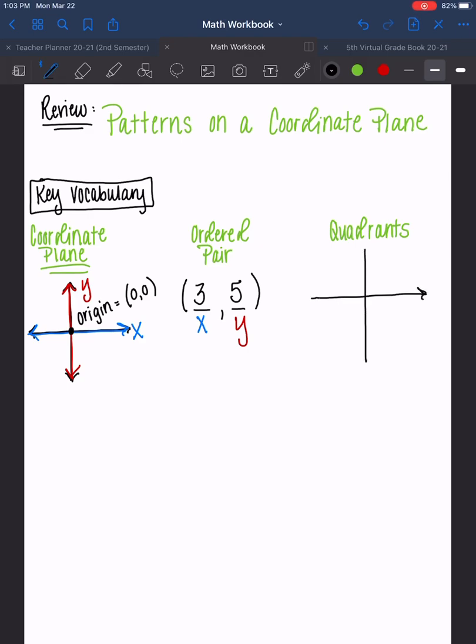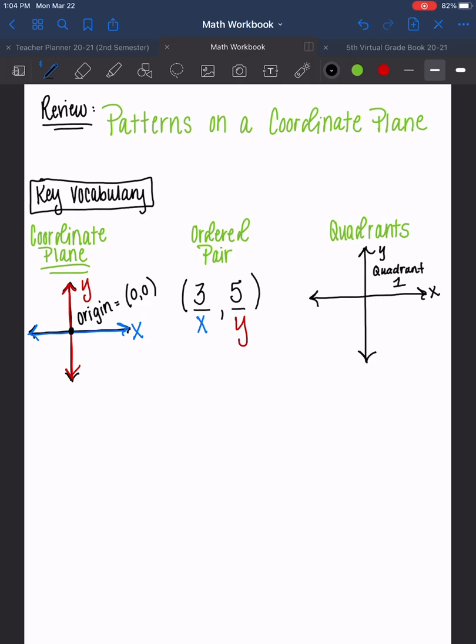Now let's go over quadrants. Now quadrants isn't a huge one that we need to really talk about, but I want to keep reminding you just because it is going to come up eventually. So I'm drawing our coordinate plane, and the quadrant that we're mostly going to focus on is quadrant 1. Now each of these 4 squares are a quadrant.